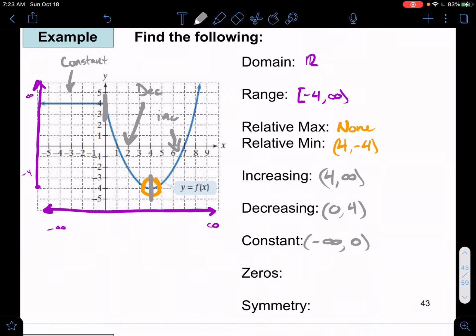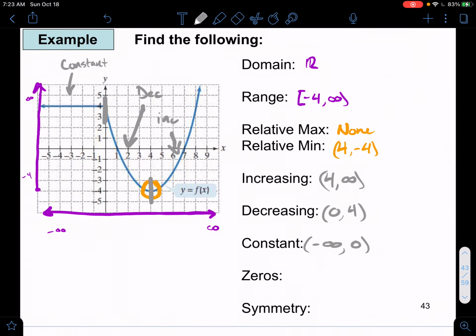The last part about this, or actually second to last part, is that we want to now know about our zeros. It looks like we have zeros happening right here and right here. Remember, your zeros happen where your function crosses the x-axis. So I will have zeros at 1, 0 and at 7, 0.